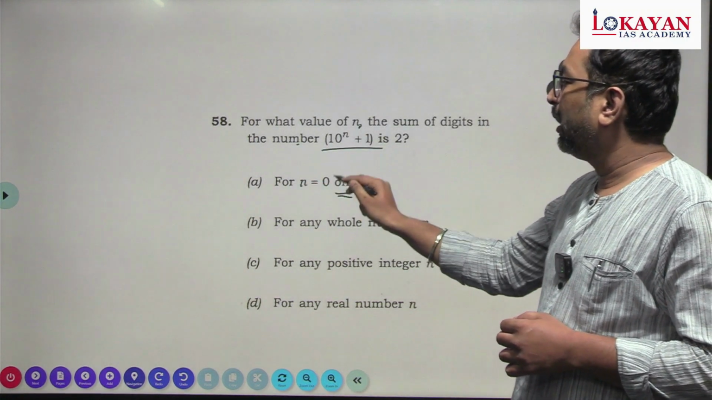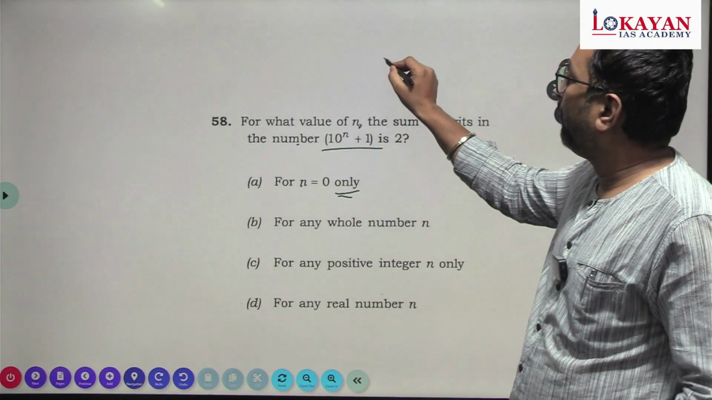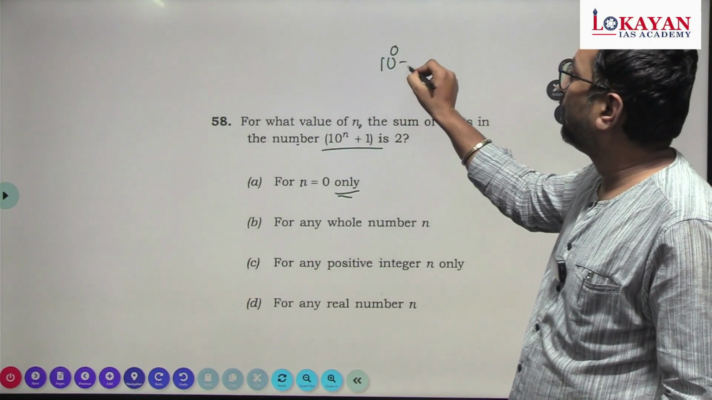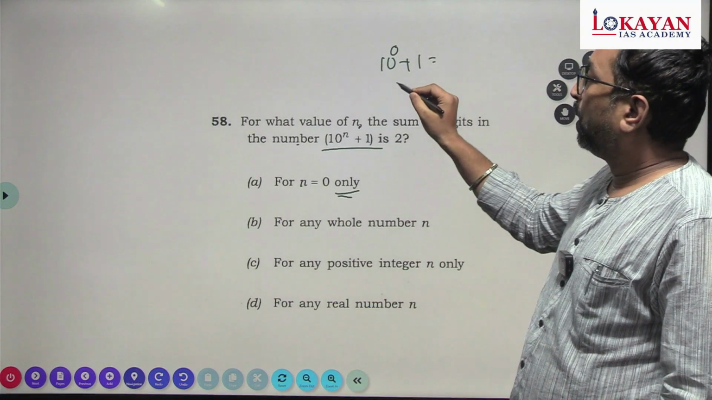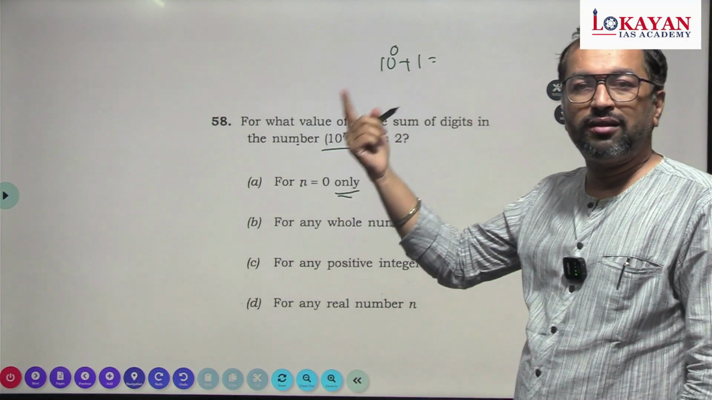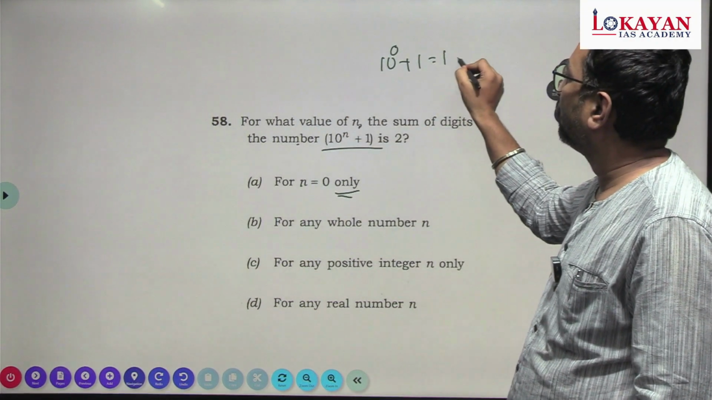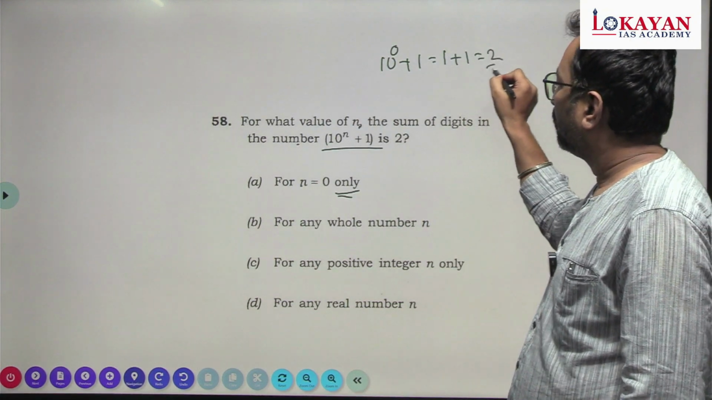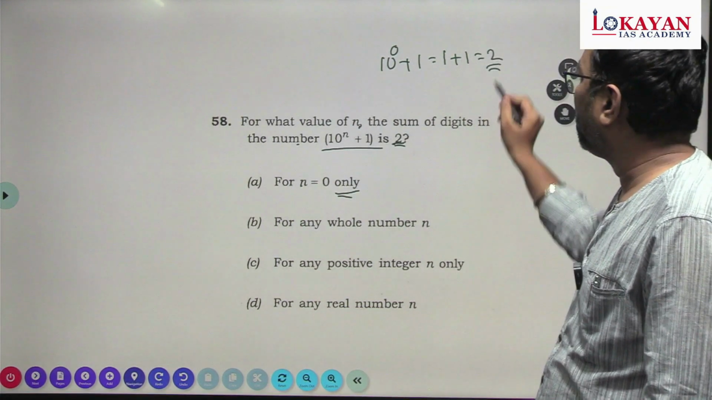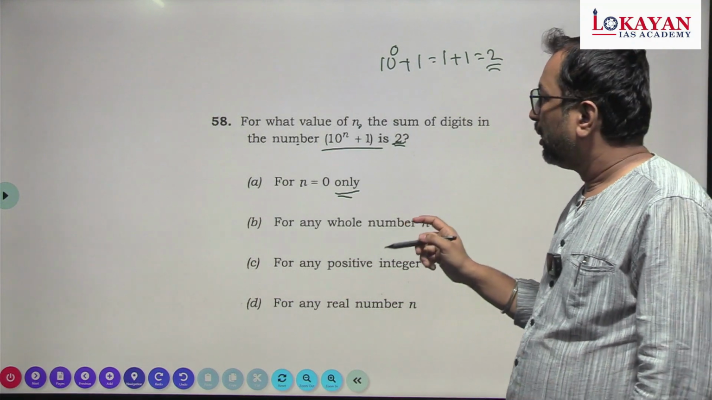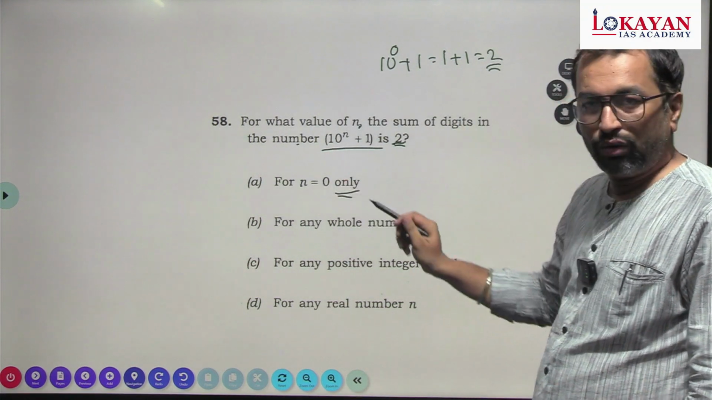Just keep the value of n as 0, it becomes 10 to the power 0 plus 1. Any number with power 0 becomes 1. So 1 plus 1 is equal to 2. So the sum became 2, right? Sum of digits is 2. That is correct. But is it only possible when n is equal to 0?